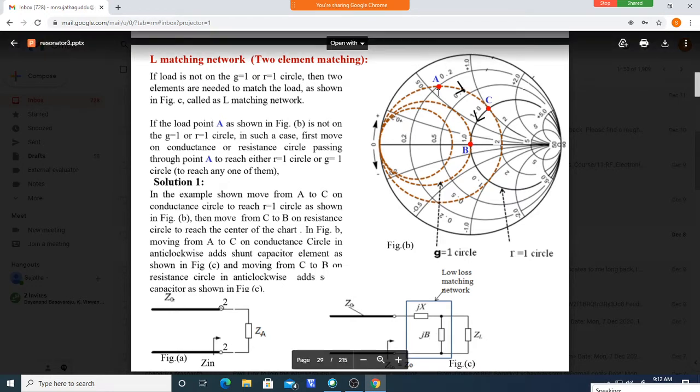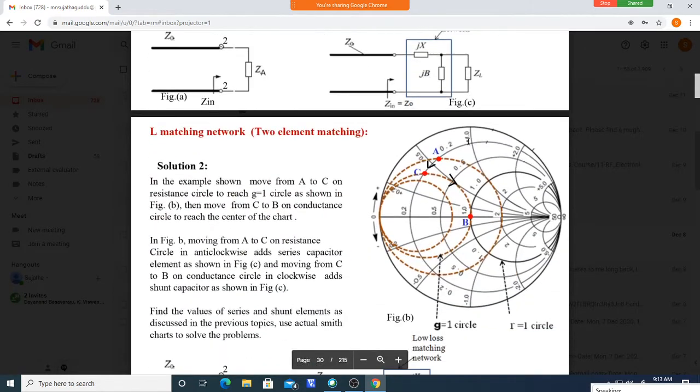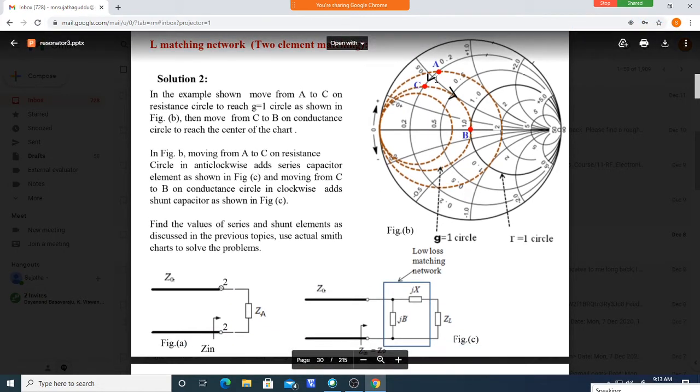One solution is by doing like this and like this, we can bring the impedance equal to 50 ohm. Another is you move like this, we will be reaching here, then you move here. That also gives another solution. I have done that here. See here, moving like this, and then you move from here to here. So what is the impedance added here?